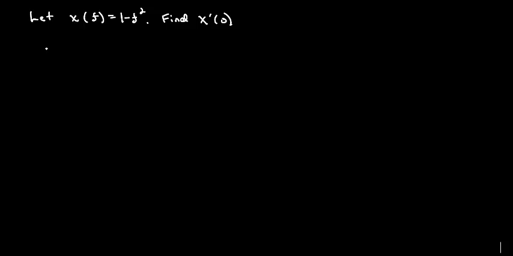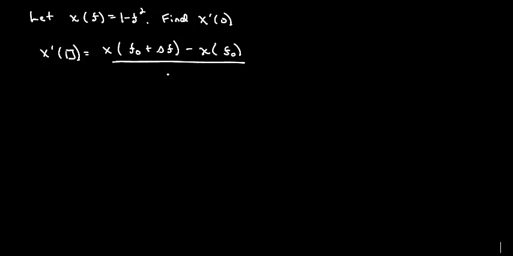Okay. What we want is x prime at some value, which can be 0, is equal to x evaluated at that value, which we can call f0, plus a small change in f. Right? That's our variable. Minus the function x evaluated at f0 all over a small change in f.